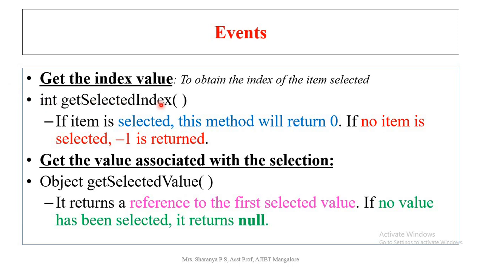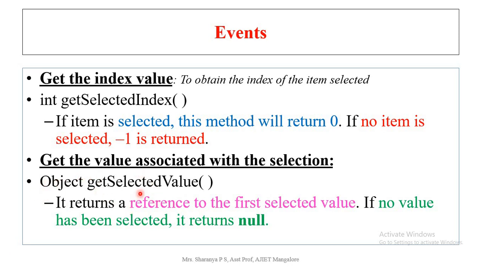getSelectedIndex. Here, if an item is selected by the user, then this method will return its index value, starting from 0. Suppose the user has not selected any of the items from the list, then the getSelectedIndex method will return -1.